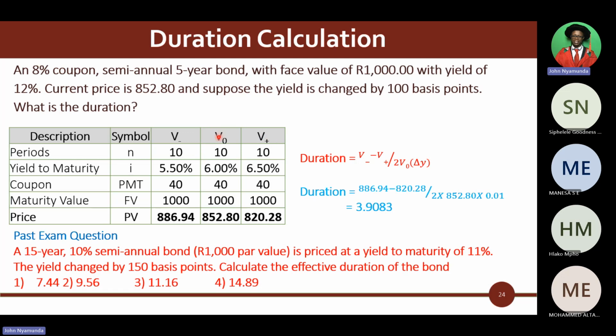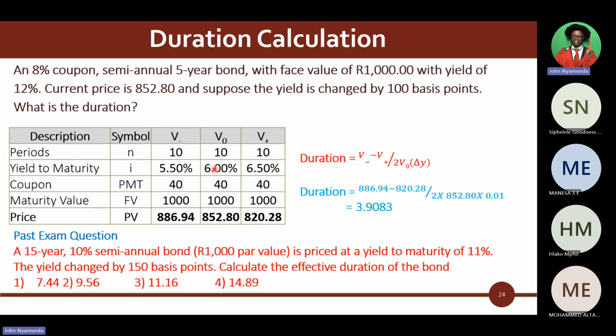So we are doing this V naught. 5 years, semi-annual, so we put 10. The yield to maturity here is 12%, but it's semi-annual, so 12 divided by 2, 6. What is the period? 5 years, but it's semi-annual, so 5 times 2, 10. Why is PMT 40? 8% of 1,000 is 80, divided by 2, 40. 1,000 is the face value, the future value there. And 852 we are already given there.